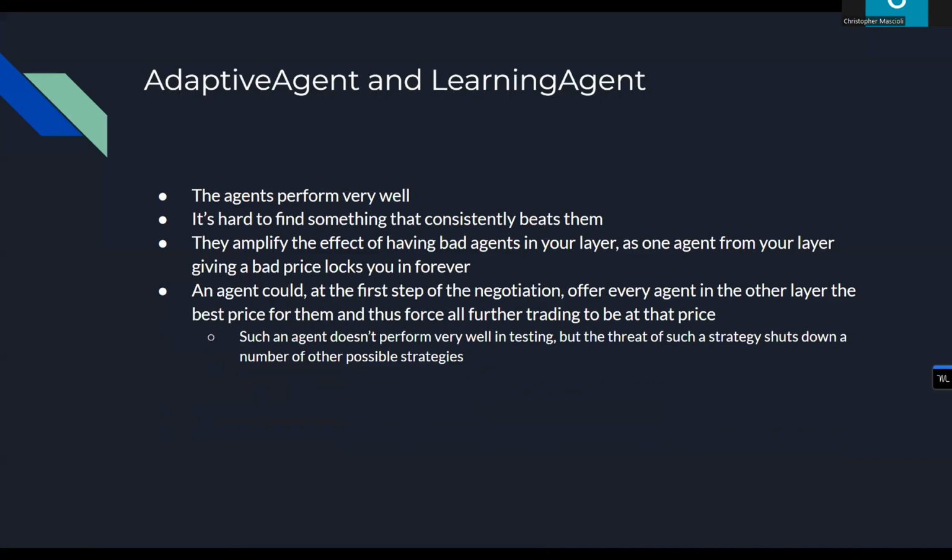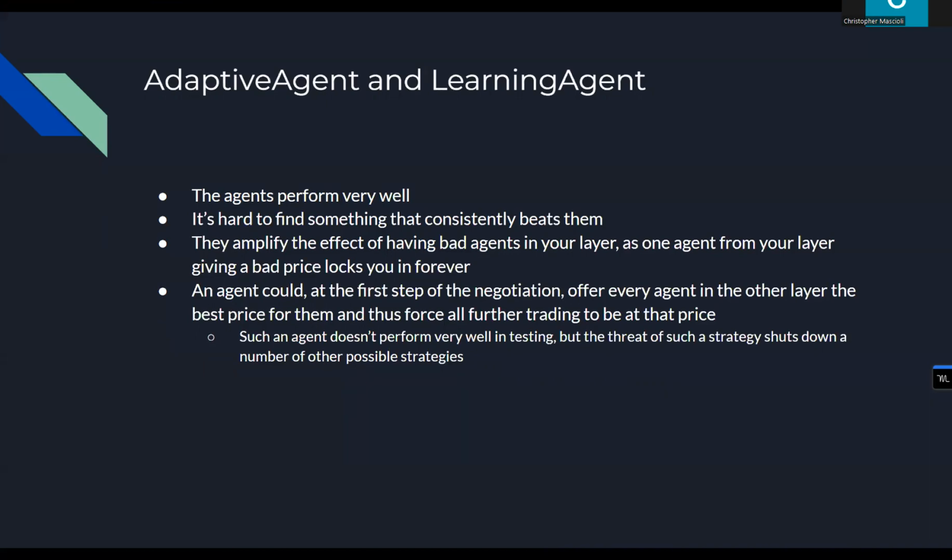And it's hard to find a strategy that counters what they do, because they're really good at exploiting the stupid agents in your layer. So one agent in your layer giving a bad price kind of locks the rest of the negotiation with that particular agent to be a bad price. And there's really nothing you can do to overcome that.